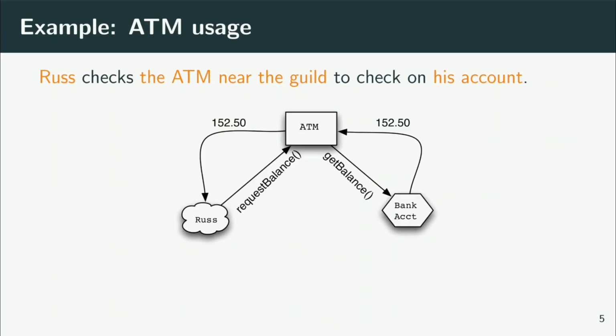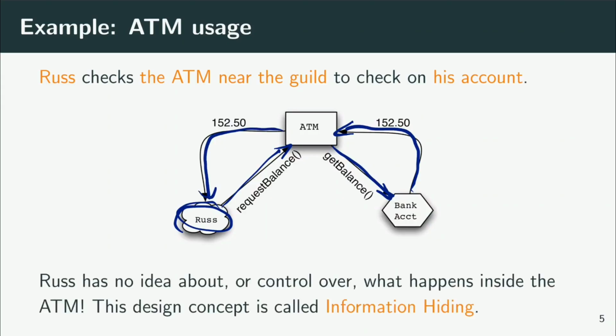So we're looking at three objects, and you can model the whole situation by Russ sending a message to his ATM, and now the ATM could do so by sending a message to the account. The account sends another message back with some amount of money, and then the ATM just passes this on to Russ. Notice here that Russ has no idea or even control over what happens inside the ATM. He sends a message and he receives a message. This idea is in fact called information hiding. It's a very important idea in object-oriented design.